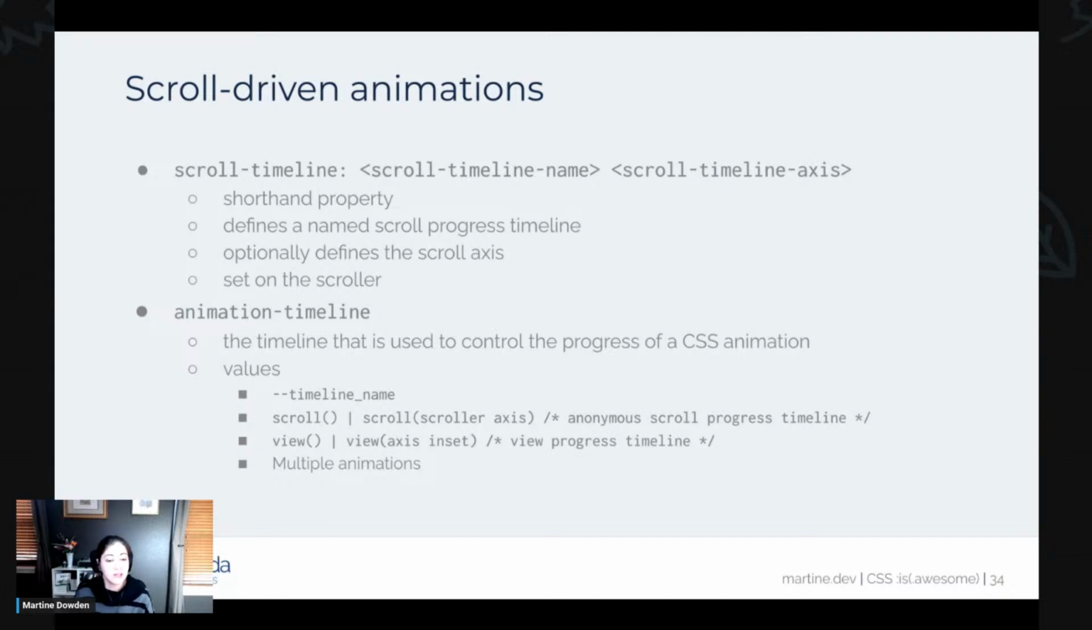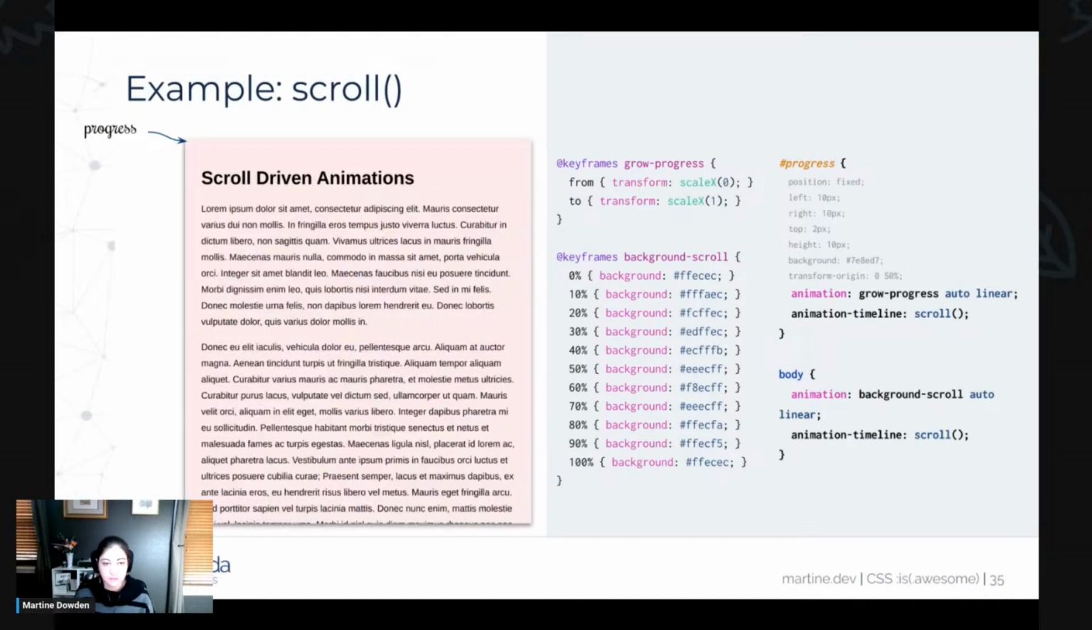The thing is, you're going to give it an axis, on which direction you're going to scroll, because you're going to want to know when it's going to trigger, right? And you can also do an inset, which is how far into the progress you're going to go. So let's take a look at all of this in terms of code.